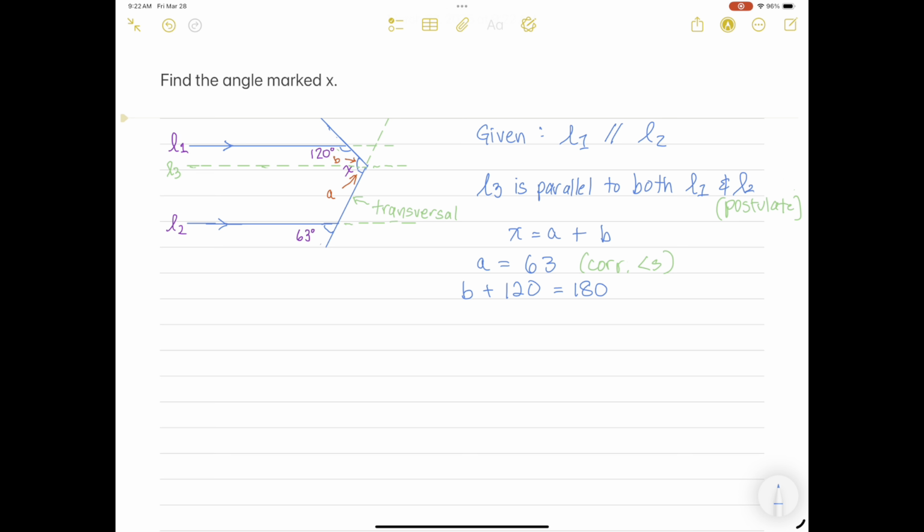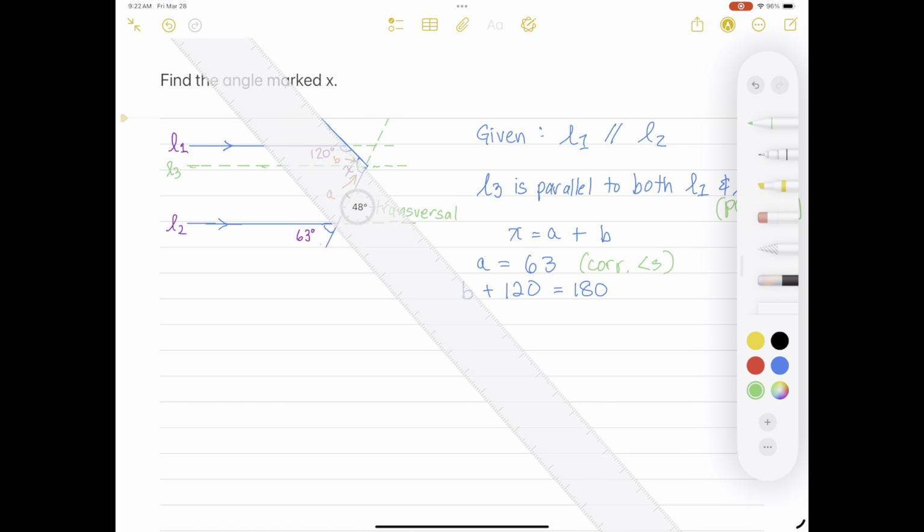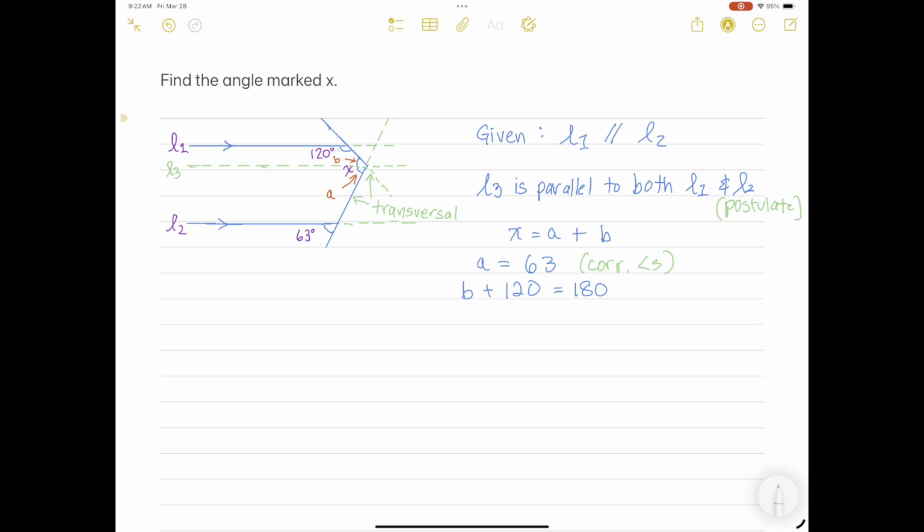And interior angles are supplementary, so B plus 120 equals 180. And I will extend out the transversal so that you can see that indeed B plus 120 are interior angles. And I write the abbreviation for that theorem as interior angles. Now I can solve for B.